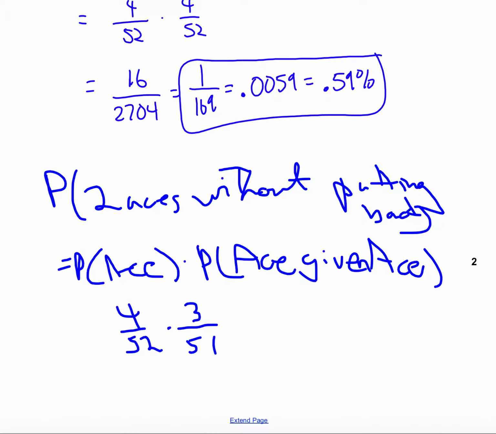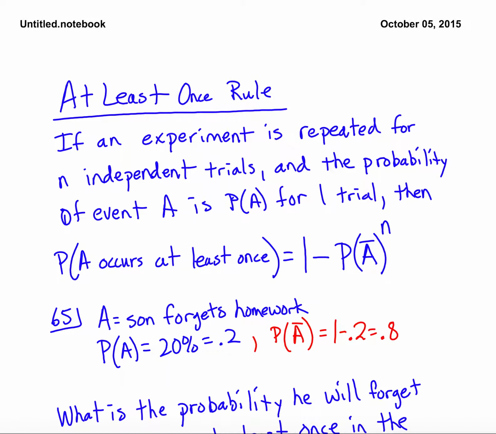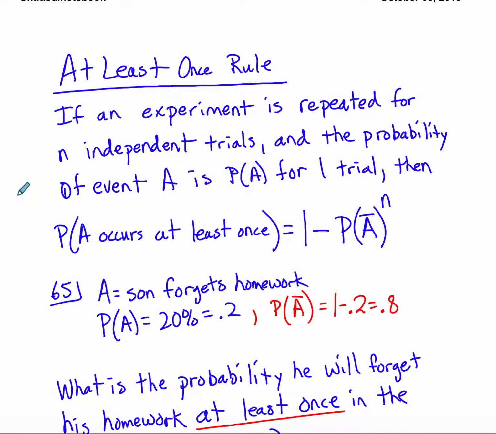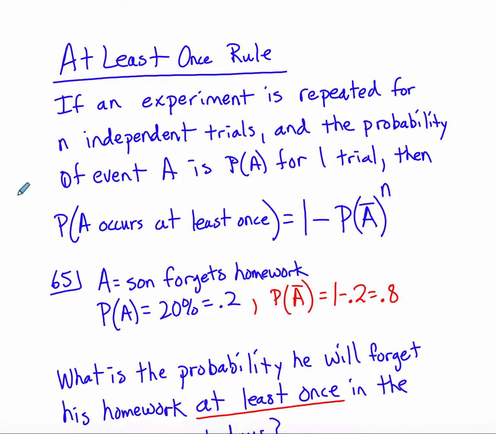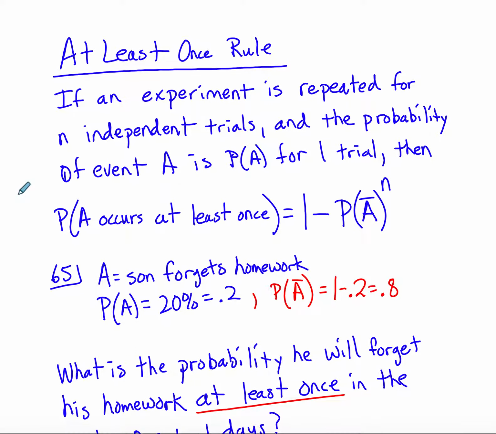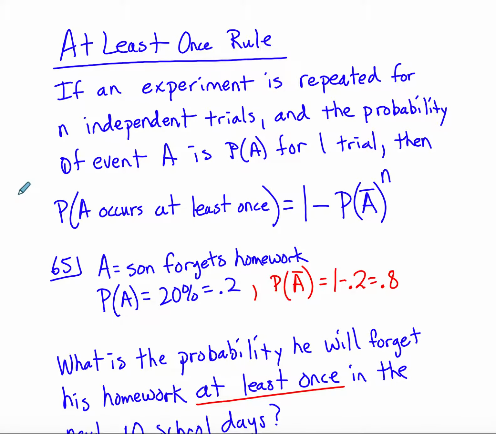Okay? The last thing I want to look at is the probability of the at least once rule. If an experiment is repeated for let's say n different trials, and the probability of an event A is probability of A for one trial, then the probability of A occurring at least once is 1 minus the probability of the complement to the nth power.